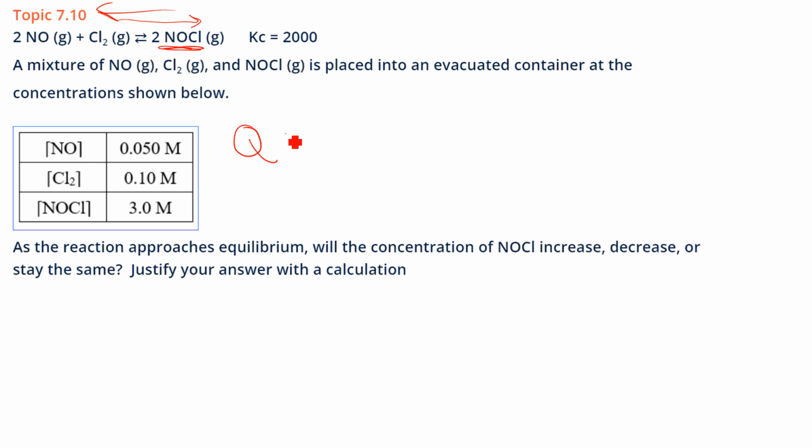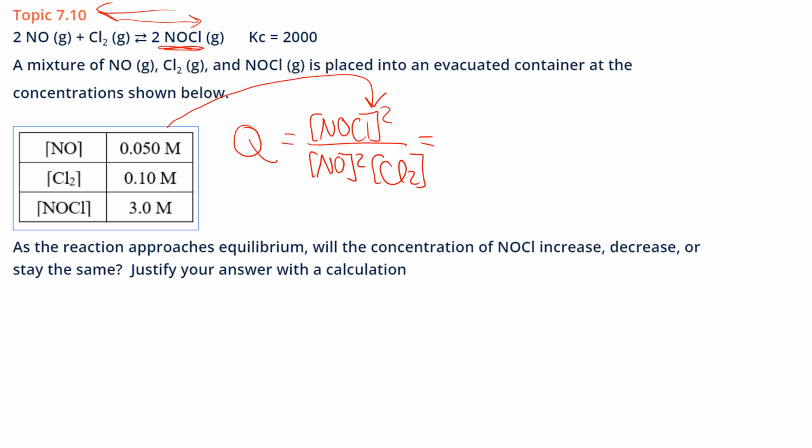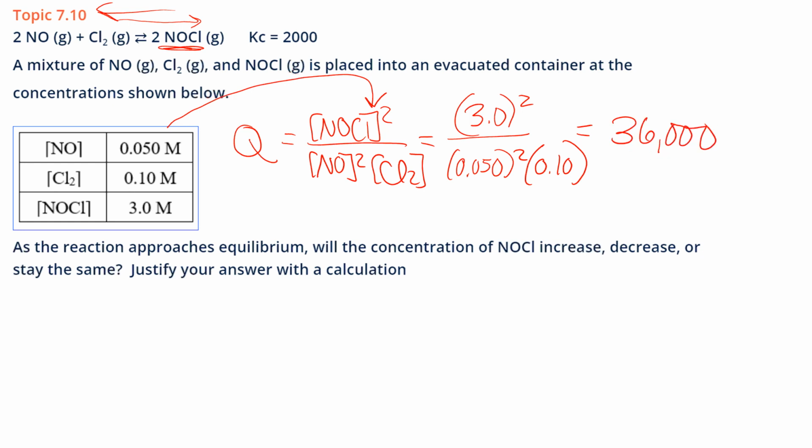And the way you calculate Q is the same as the way you calculate K. You take your products over your reactants, your coefficients become exponents, and then you just plug these numbers into your K expression. So I'm going to plug these numbers in. NaCl is 3. Don't forget to square that. NO is 0.05. Don't forget to square that either. And on the bottom, it is 0.1. So when I plug all those numbers in my calculator, I get 36,000. So that is Q.